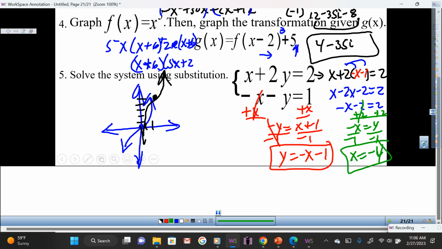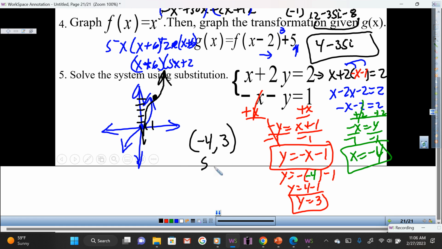So, am I done? Nope. Substitute that in here. So I get, let's see, y equals negative, and instead of x, I write negative 4. So this is y equals 4 minus 1, which is 3. So my solution is negative 4, 3. Remind your neighbor what that means. What does that mean?